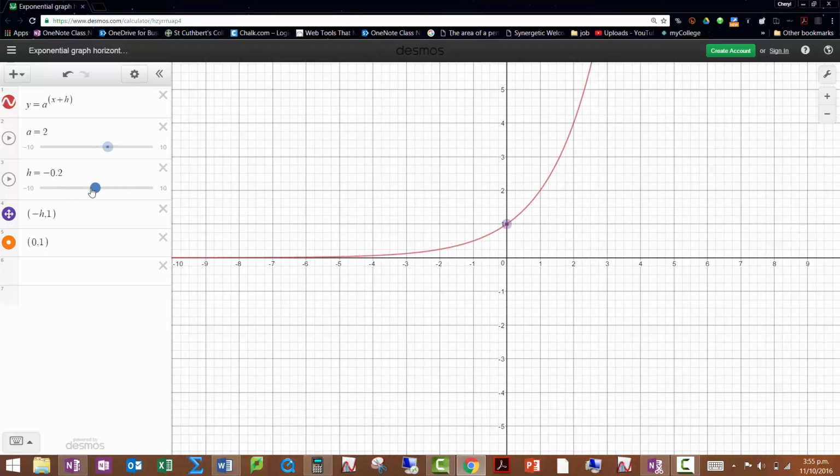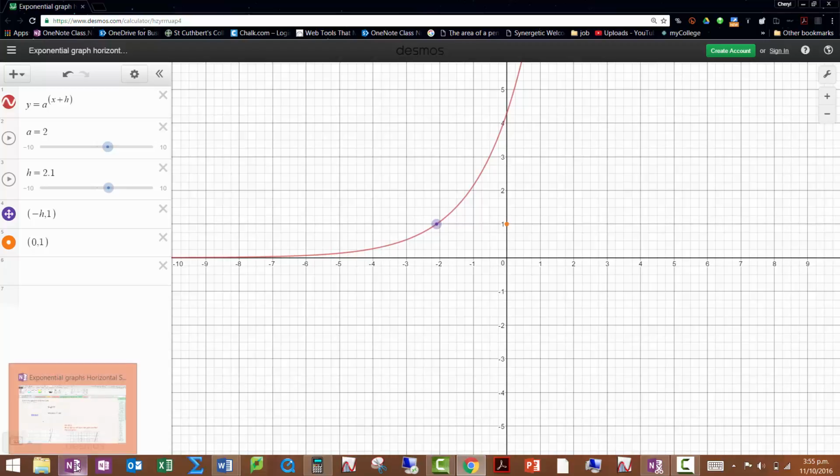We always do it in relation to where the graph would be if there was no slide. And we always know that an exponential graph crosses through 0, 1 initially. Then if we apply a slide to it, an h value, say -2, that's to the right 2, and +2 is to the left 2. So that's what it does.